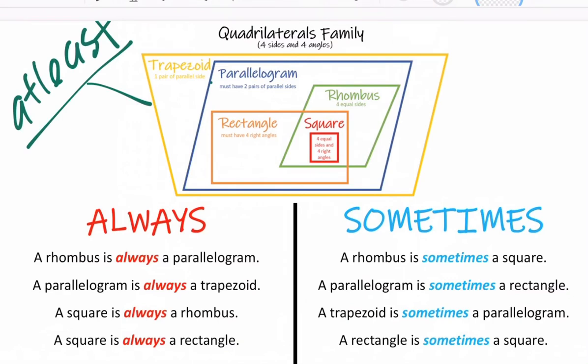A trapezoid is sometimes a parallelogram, right? But a trapezoid could also, depending on the definition, just be a trapezoid, and then that one's going to be just kind of depending. And then a rectangle is sometimes a square, right? A rectangle can become a square by having all the same equal sides, right? Congruent sides. And so it gets complicated, guys.